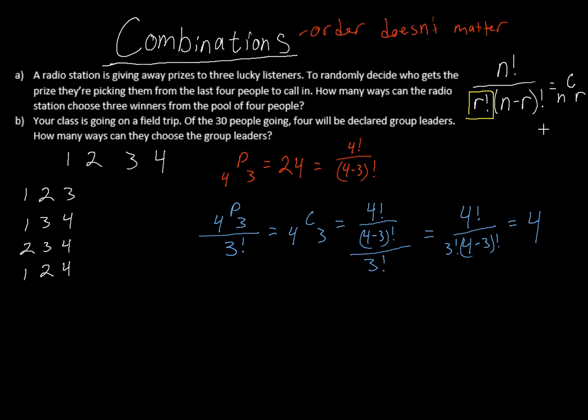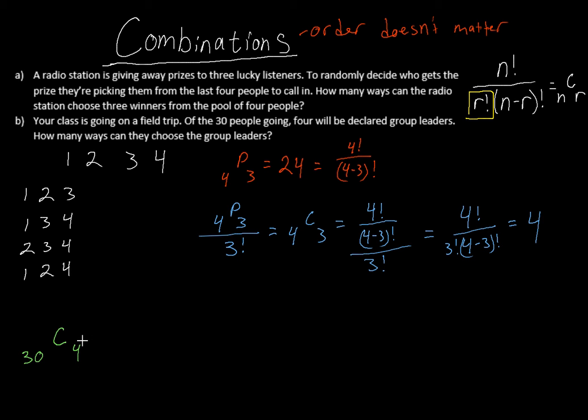So let's see if we can apply that to B. Now we've got 30 people going on the trip, and 4 are going to be declared group leaders. So how many different ways can we choose those group leaders? Well, we've got 30 possible things we can choose. We're going to do a combination since it doesn't matter who gets chosen first. It doesn't matter if Billy gets chosen first or Susan gets chosen first, as long as we get those 4 people. So we're going to choose 4 of them.